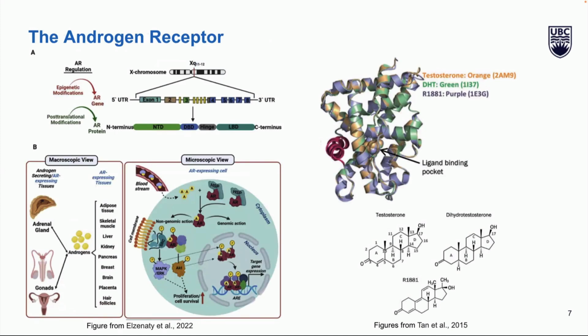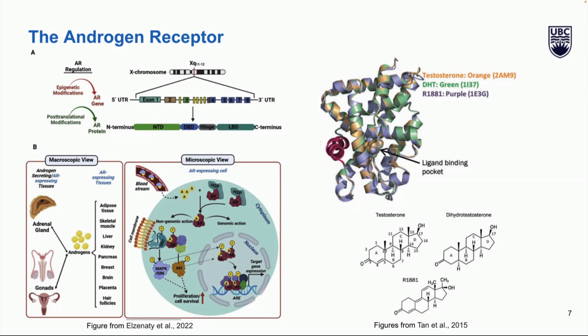The translated protein becomes a 919 amino acid, 110 kilodalton protein, consisting of 3 functional domains, noted in the abbreviations here on the left: the N-terminal domain, the DNA binding domain, as well as a ligand binding domain separated by a hinge region. The ligand binding domain and pocket can be seen in the 3D structure on the right, along with the moieties that form a protein ligand interaction for its activity. Testosterone, DHT, and R1881, which is a synthetic potent androgen, all have varying affinity for the ligand binding domain of the androgen receptor.